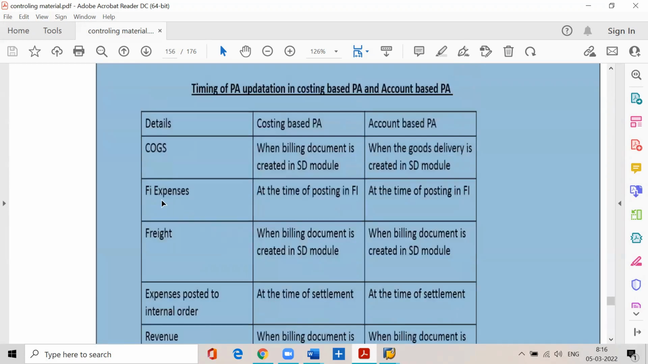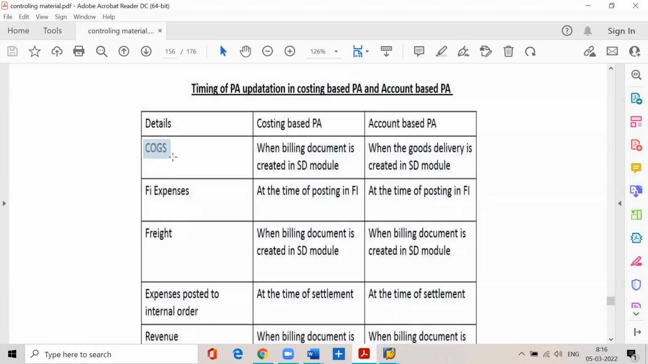So all the expenses are updated at the same time in costing-based COPA and account-based COPA, except COGS. Cost of goods sold information is updated in costing-based COPA at the time of creating the billing document. But in the case of account-based COPA, it is updated at the time of delivery.